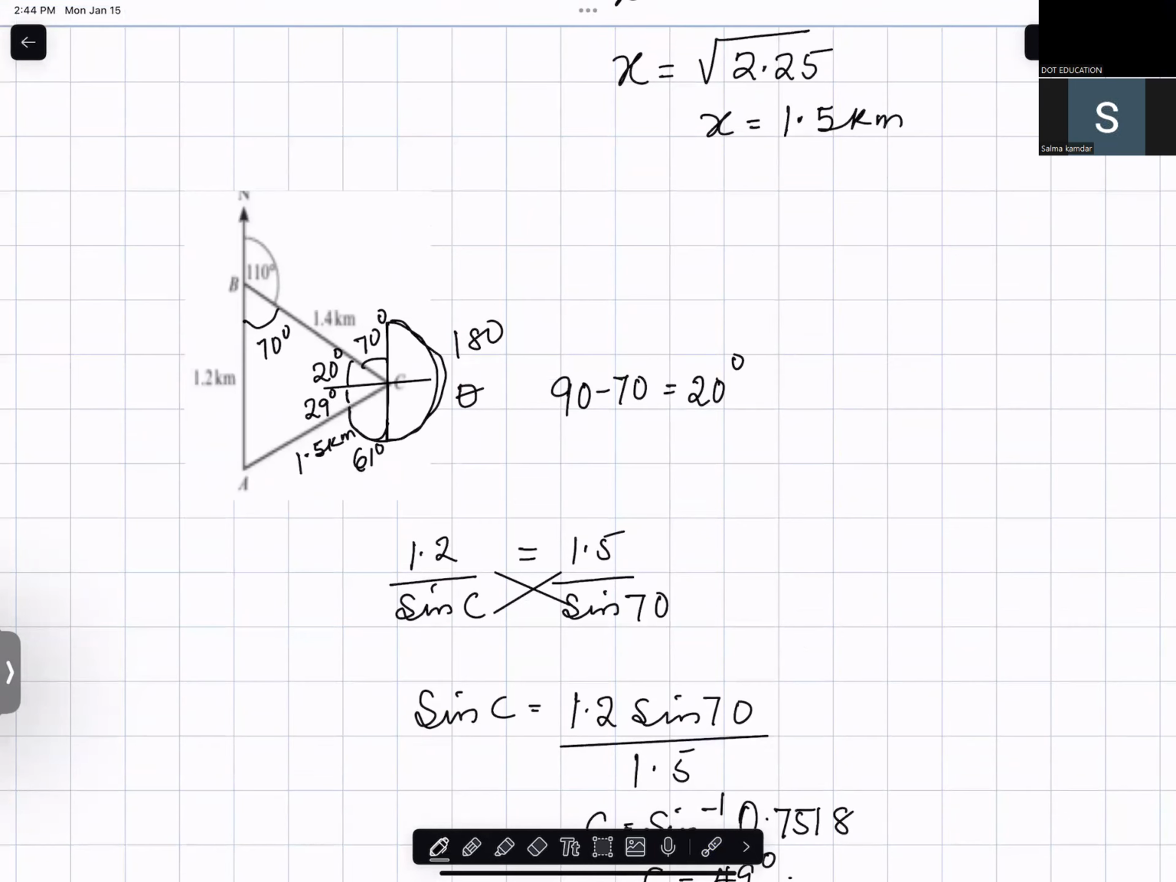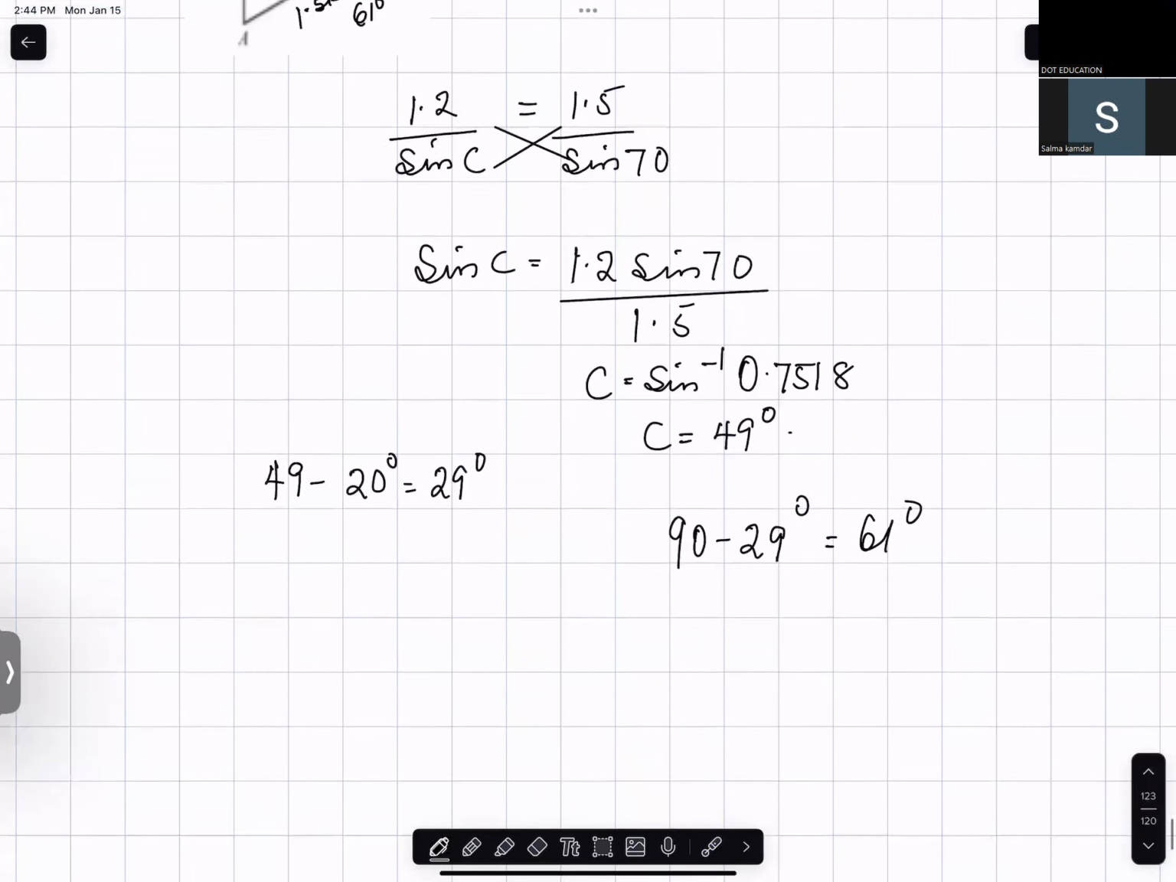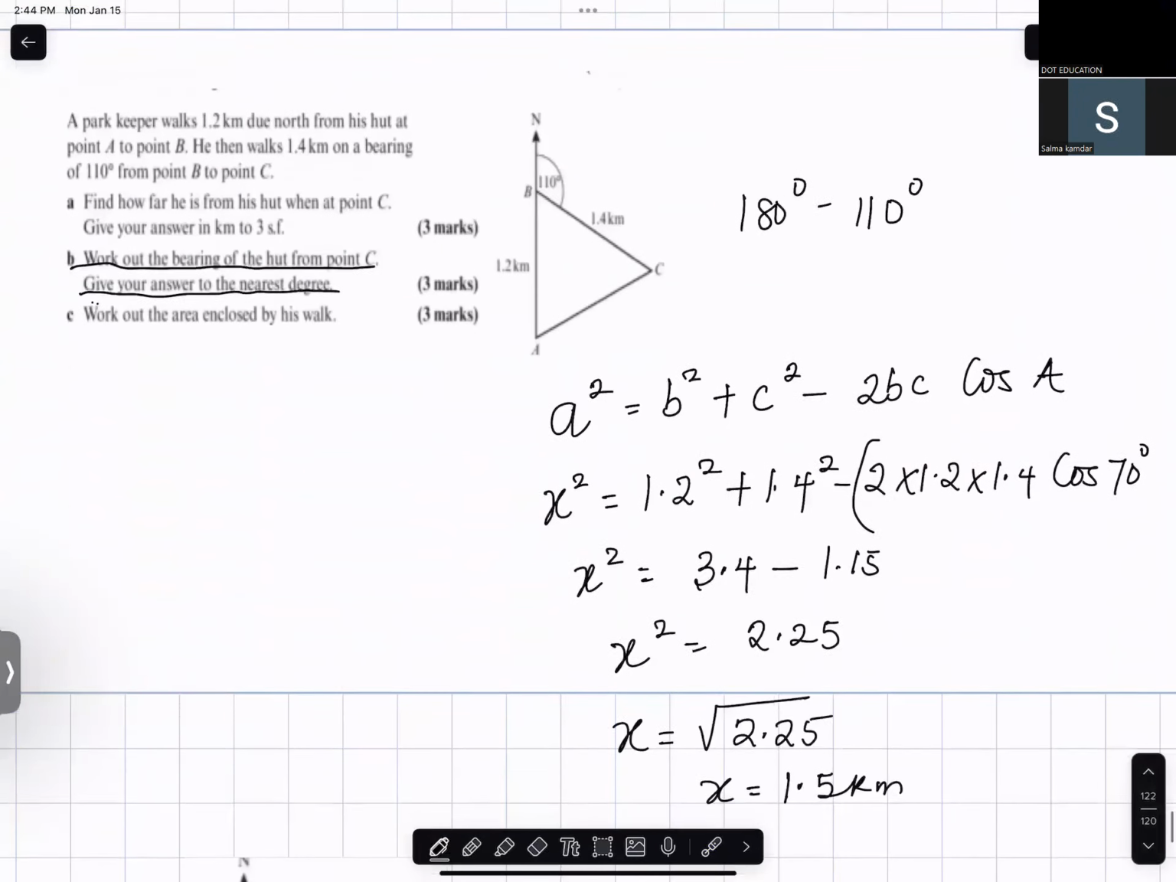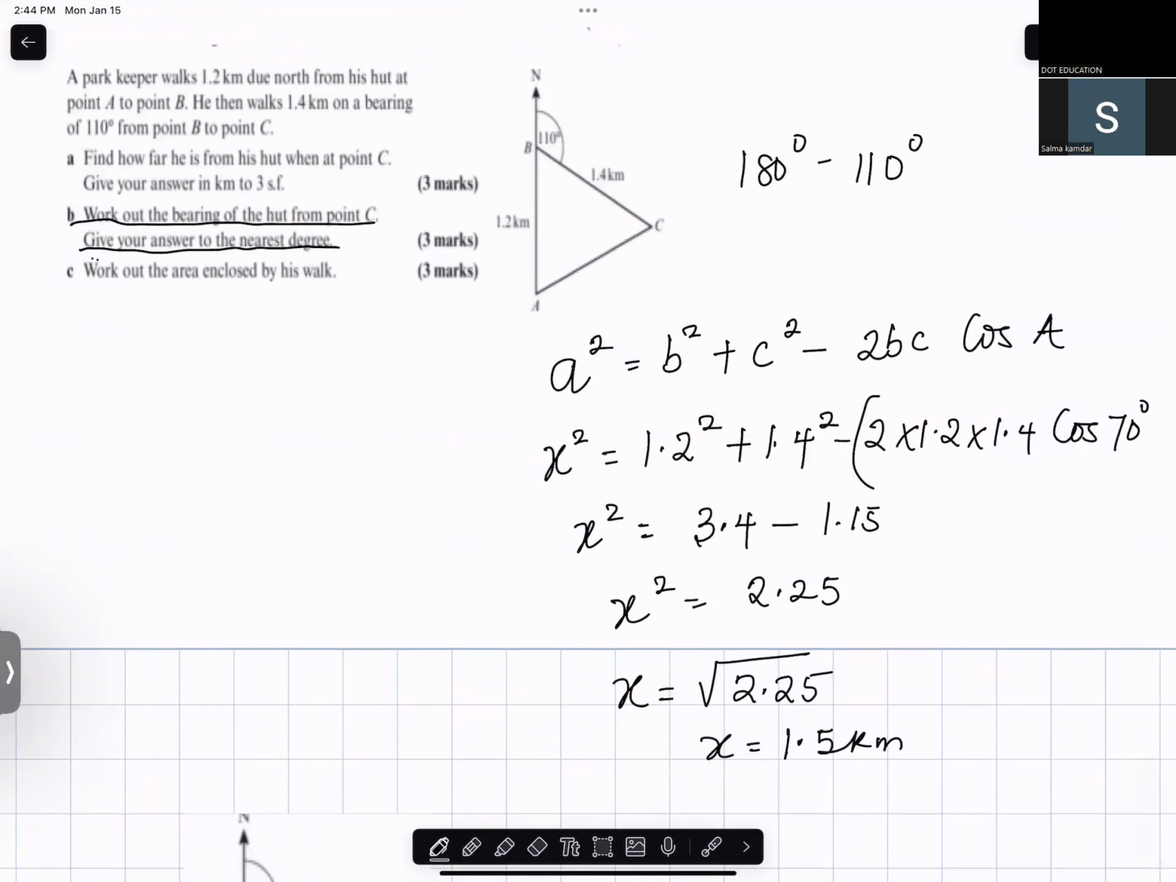So therefore the total bearing is going to be 180 plus 61 degrees. That gives 241 degrees. So that's the bearing of the point C.